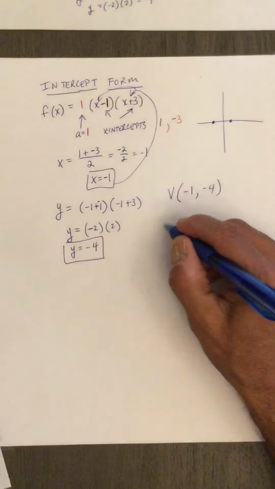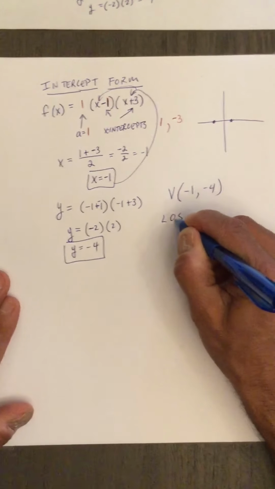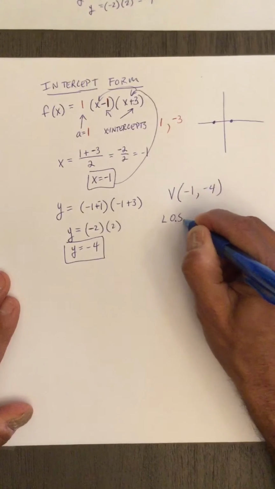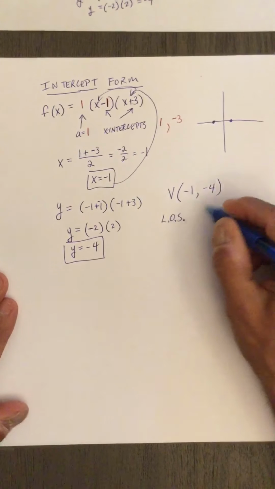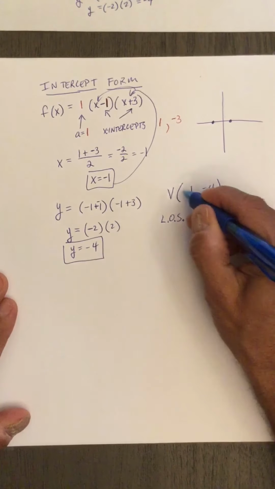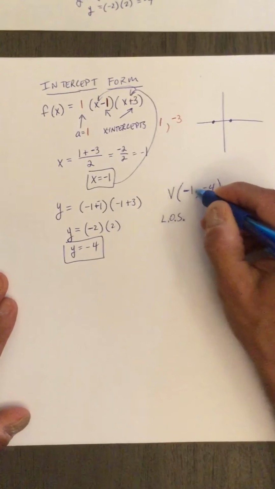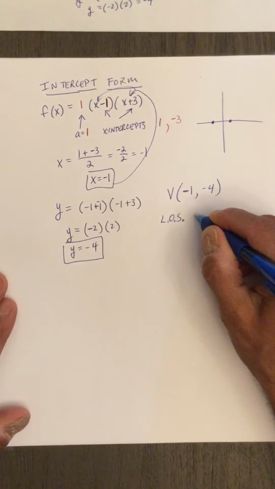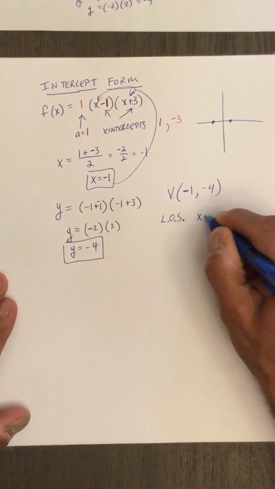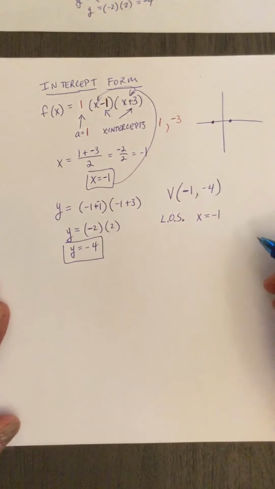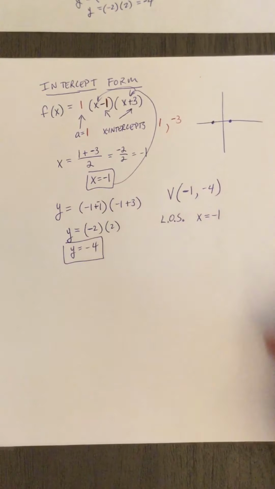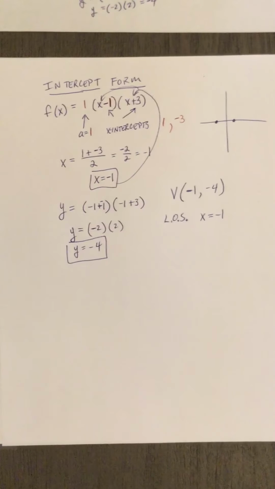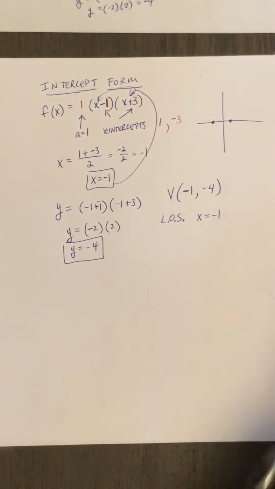Now, what's my line of symmetry? Well, my line of symmetry, or my axis of symmetry, okay, it's always this number right here. It's always the x value in the vertex. So my line of symmetry, okay, is x equals negative 1. All right? Now, what's the next thing we do? Well, the next thing we do is we graph these things, okay?